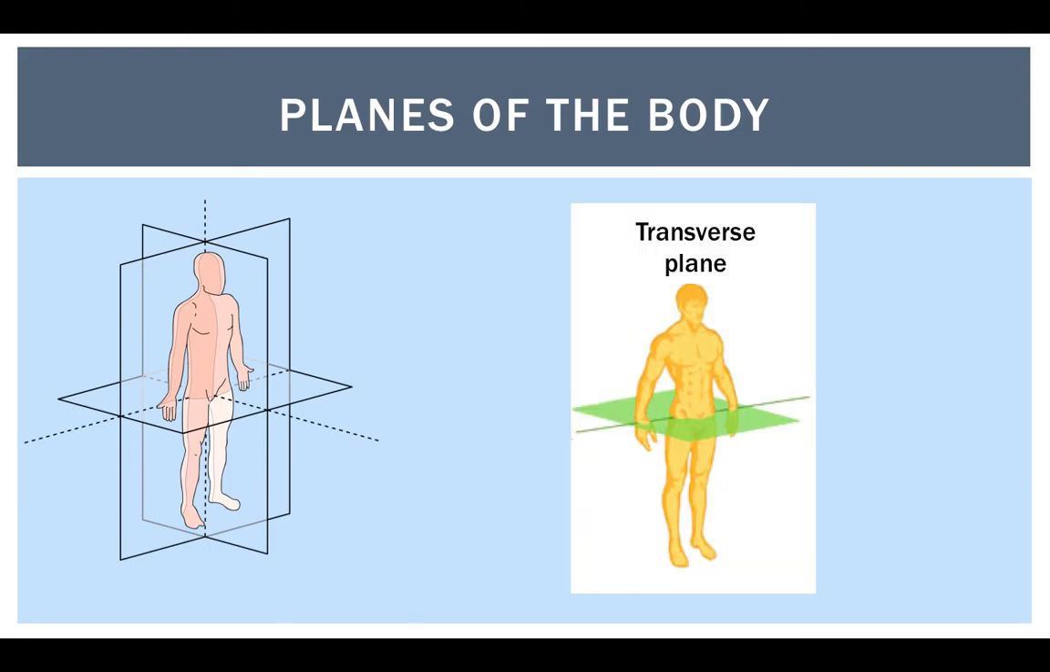The transverse plane splits the body into top and bottom halves. And again, it doesn't have to be halves. So if this was kind of like a hula hoop, I can pull it up around the chest. I could drop it down to the ankles. It doesn't matter. It's still the transverse plane.